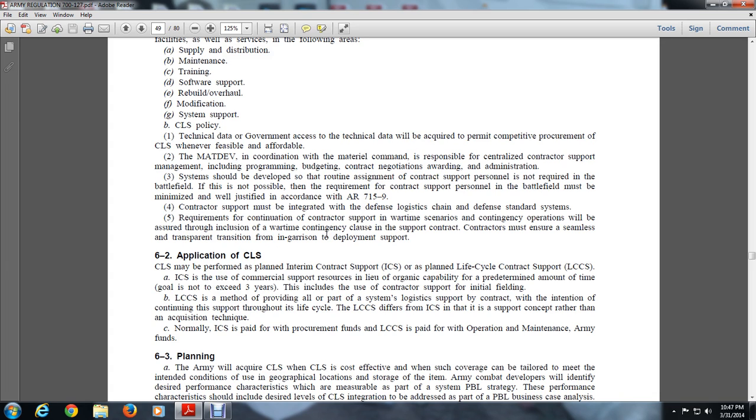Life cycle contractor support is a method of providing all parts of the system logistics support, from contract initiation through continuing support over the life cycle. Life cycle contract support differs from interim contract support in that it supports a concept rather than an acquisition technique. Normally, interim contract support is paid for with procurement funds, while life cycle contract support is paid for with Operation and Maintenance, Army funds.